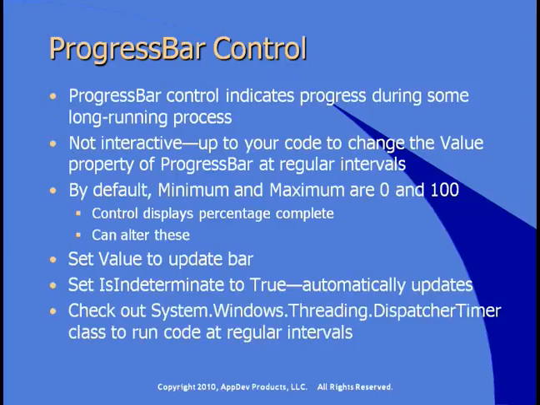You'll want to check out the system.windows.threading.dispatcher-timer class to run some code at regular intervals. Now, for our demonstration, that's how we're updating the progress bar at regular intervals. In your application, you probably won't need that dispatcher timer because you'll be actually executing something. And as you execute that code, perhaps in a loop, you'll update the progress bar indicating the current status of your process.